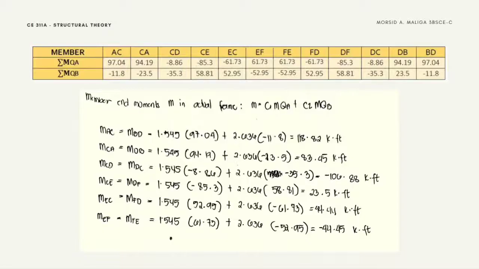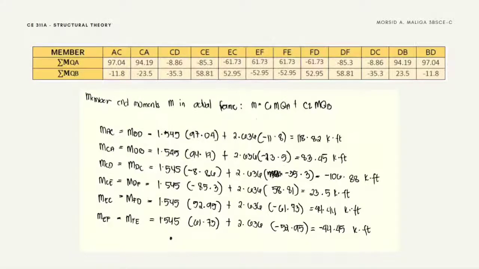So, to determine the member end moments, the formula we will use is C sub 1 times moment Q sub A plus C2 times moment Q sub B. So, for our MAC, we will just use this formula. So, 1.545 times 97.04 plus 2.636 times negative 11.8 is equal to 118.82 kips feet.